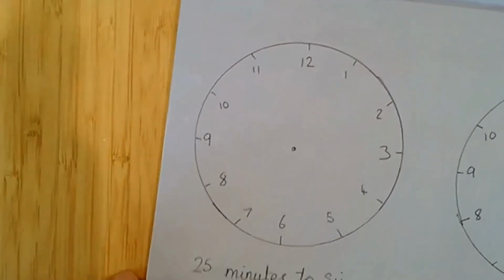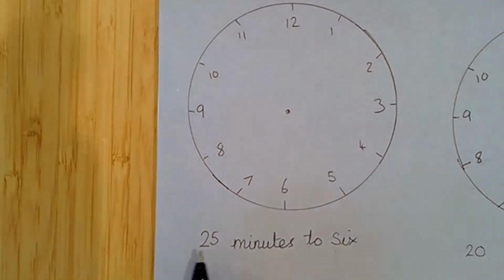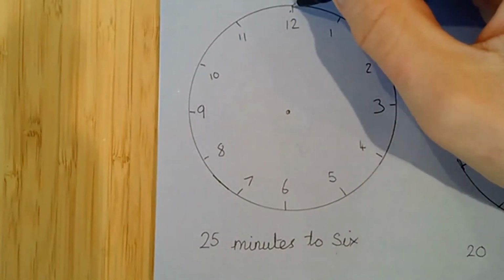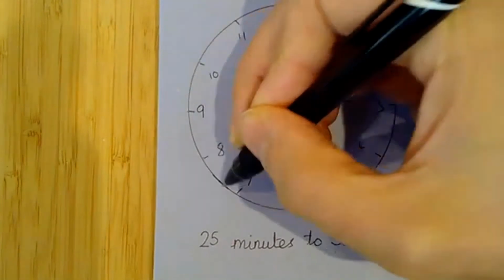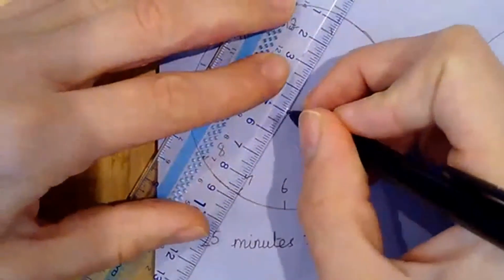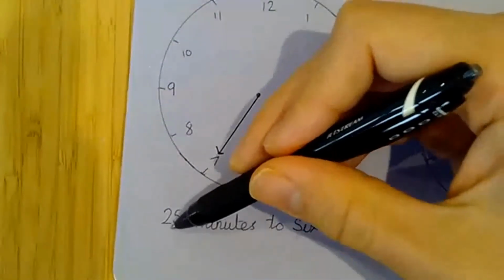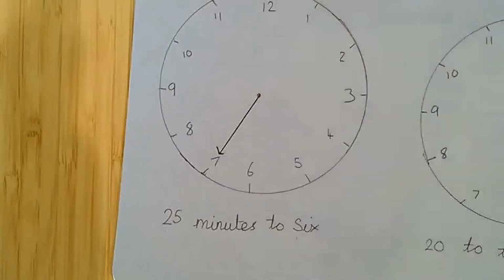Let's do another one here. Remember, the first thing I'm going to do is draw the minute hand. 25 minutes to 6. So I'm going to put my pen on the 12 and count backwards in 5s, anti-clockwise, in fives. 5, 10, 15, 20, 25. The minute hand is going to point directly at the 7 because that's where it goes when it's 25 minutes to. So there's my long minute hand. I counted 25 minutes in fives backwards from the 12. 5, 10, 15, 20, 25.